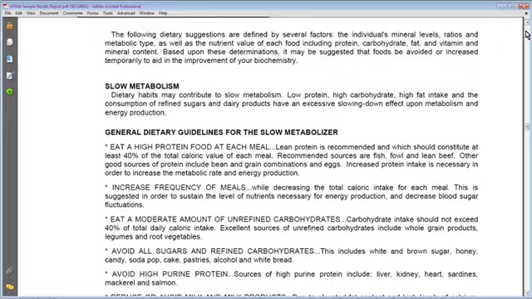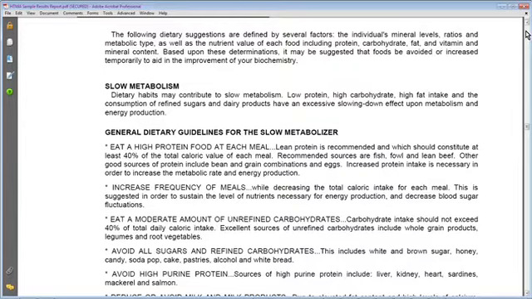Eat a high-protein food at each meal. Lean protein is recommended and should constitute at least 40% of the total caloric value of each meal. Recommended sources are fish, fowl, and lean beef. Other good sources of protein include bean and grain combinations and eggs. Increased protein intake is necessary in order to increase the metabolic rate and energy production.